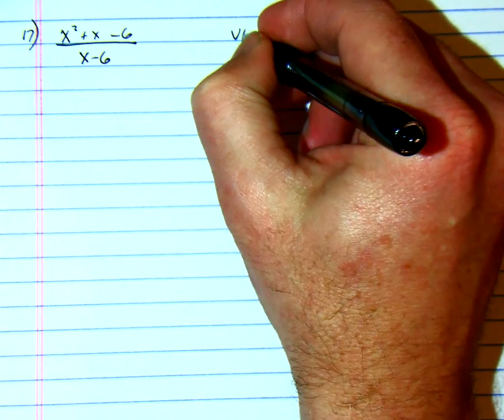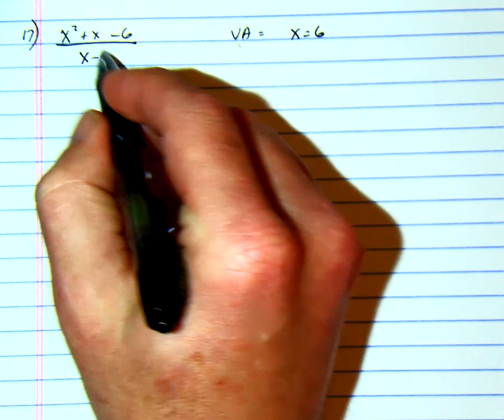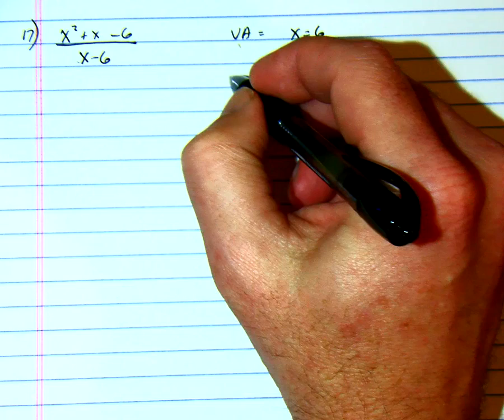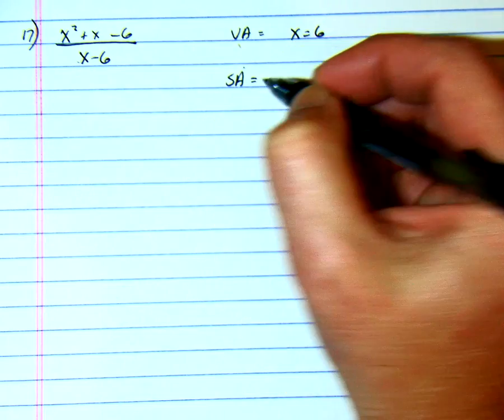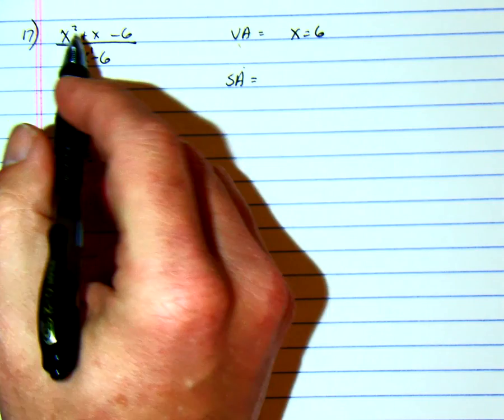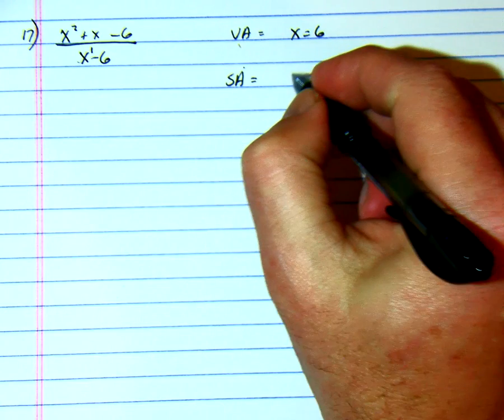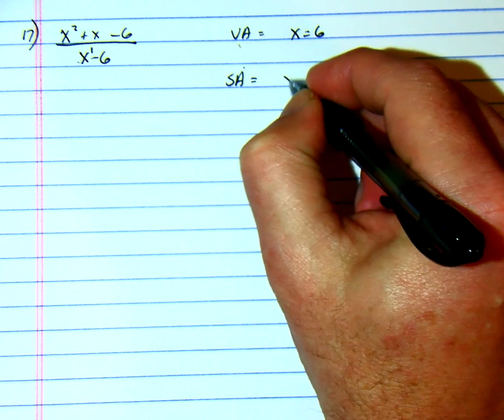Again, this is going to have a vertical asymptote. That vertical asymptote is going to be x is equal to 6 because that's what causes my 0 in my denominator. This one's going to have a slant asymptote, which is what we're working on, because the degree of my denominator is 1 and the degree of my numerator is 2. So that means that we have to long divide that.